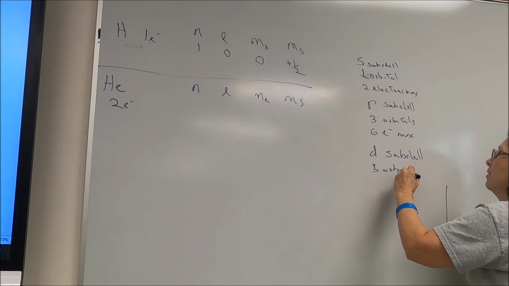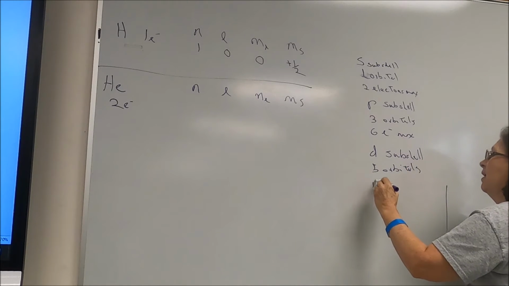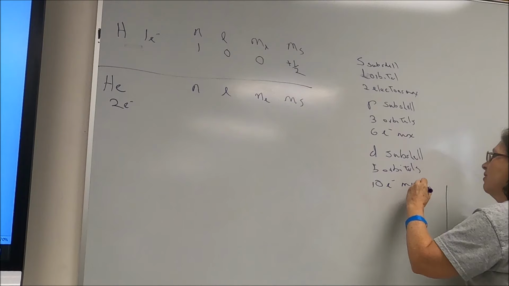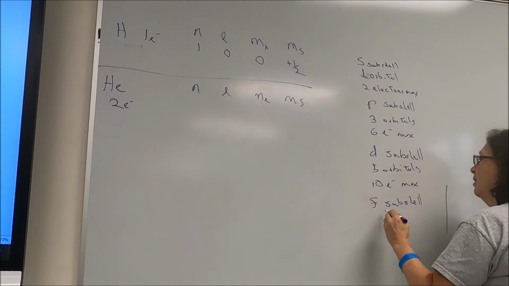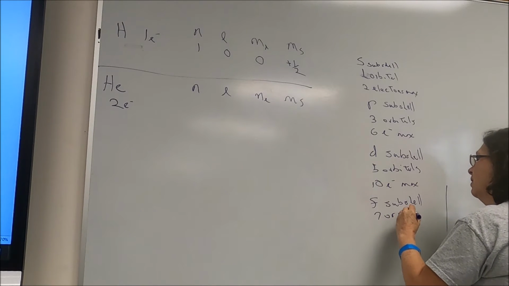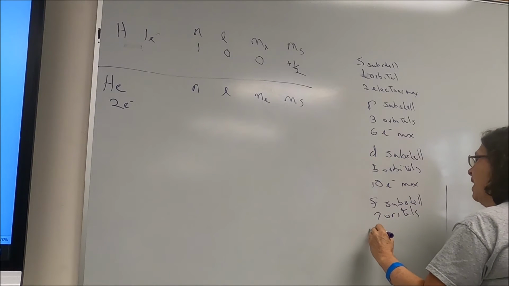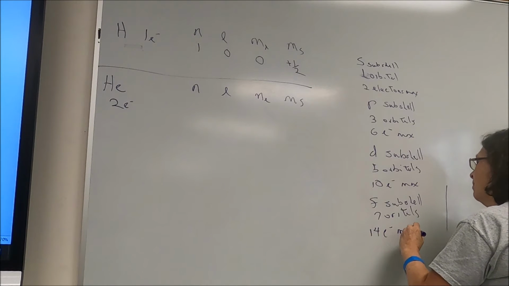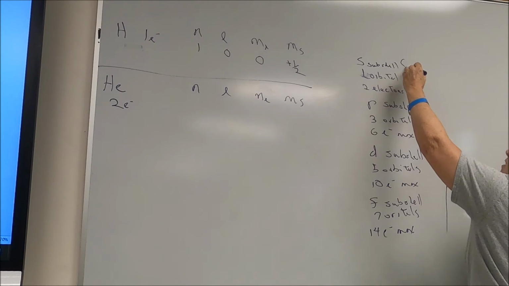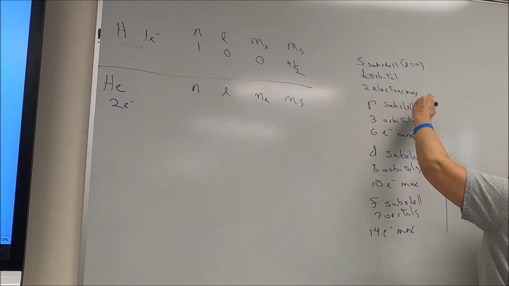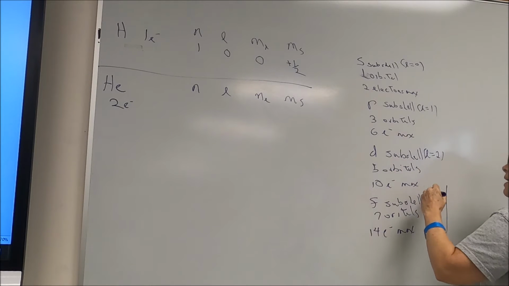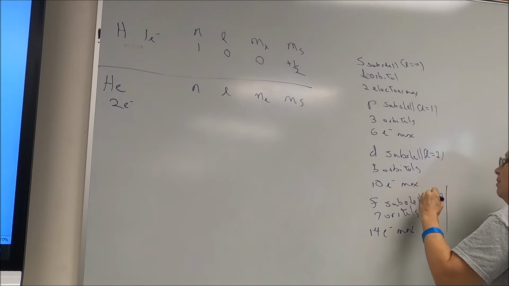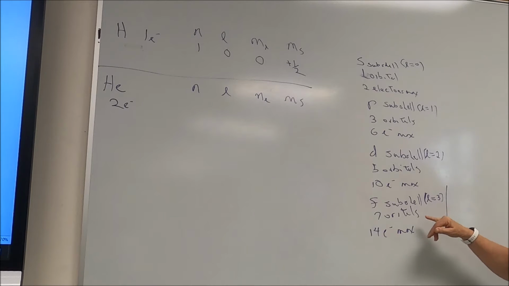5 orbitals, that's 10 electrons max. And the F subshell has 7 orbitals, and that is 14 electrons max. Remember, the S is L equals 0, P is L equals 1, D is L equals 2, and F is L equals 3. We don't have to worry about anything above L equals 3 in a ground state atom.